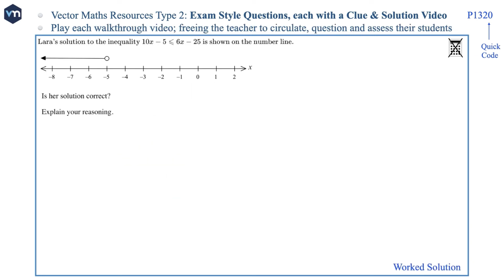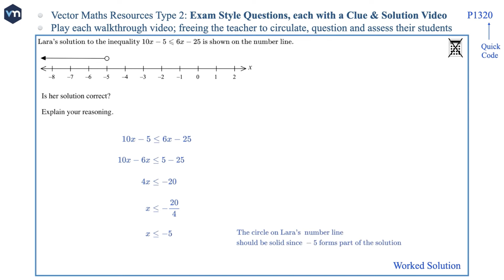Collecting the terms in x on one side of the inequality and numbers on the other, 10x - 6x is less than or equal to 5 - 25. Therefore, 4x is less than or equal to -20, and so x is less than or equal to -20/4, i.e. x is less than or equal to -5. The circle on Lara's number line should be solid since -5 forms part of the solution.